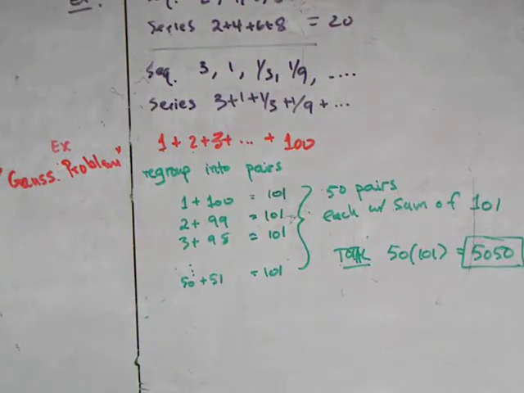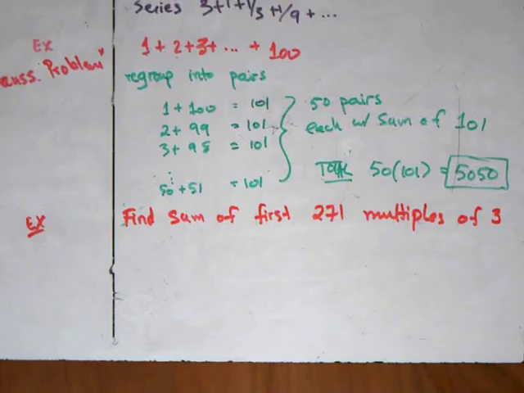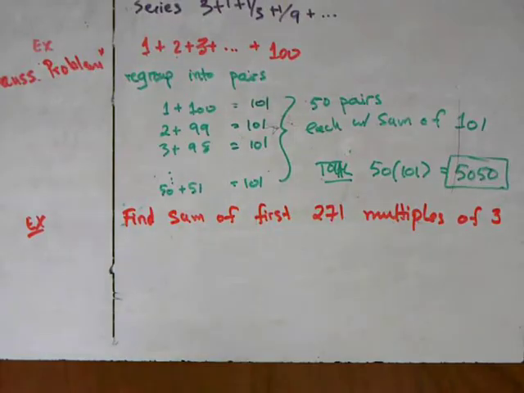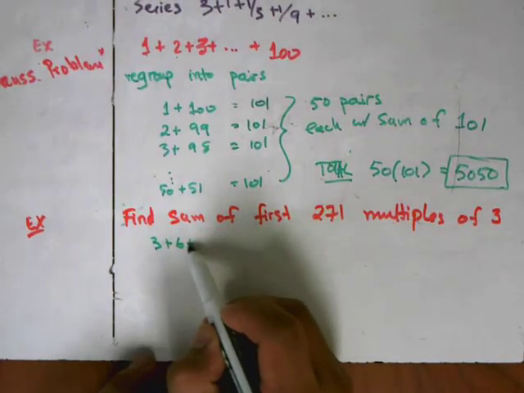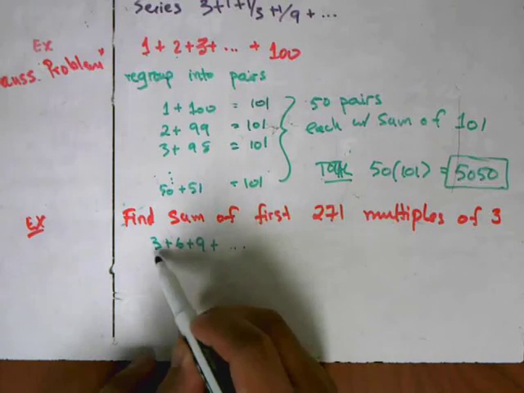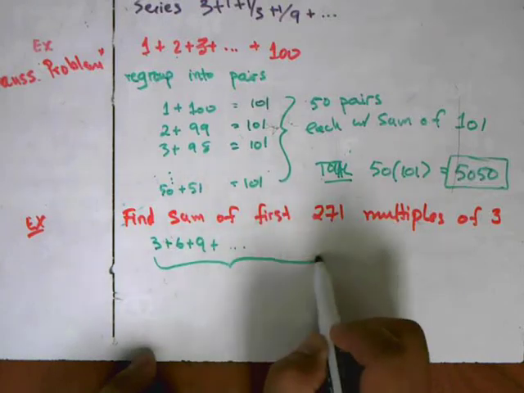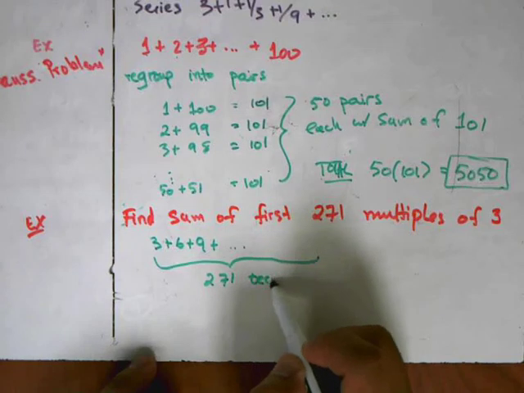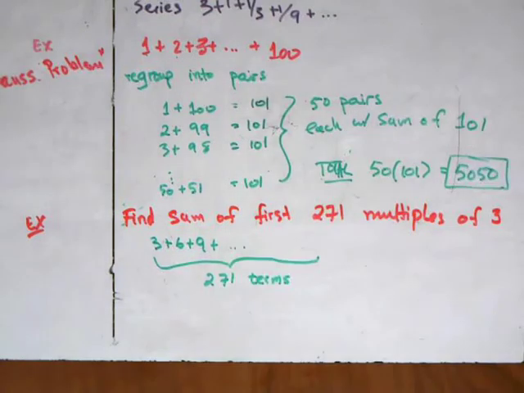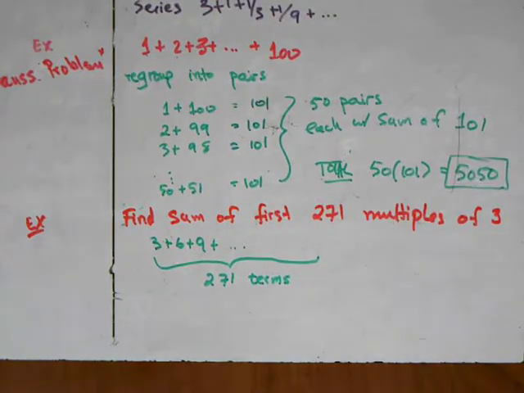Now, this method is actually a really great method, and we'll see this in the next example, when we see something a little bit more complicated than this problem. Okay, so here I have a question that says find the sum of the first 271 multiples of 3. So this series is 3 plus 6 plus 9 plus dot dot dot, and I don't know how far this goes on, but it's going to have 271 terms.